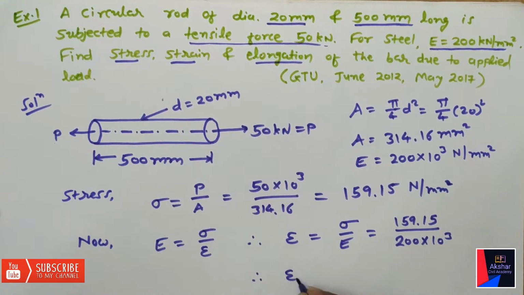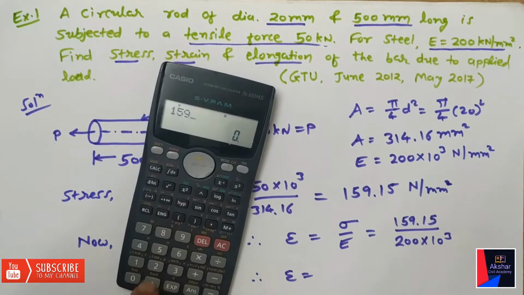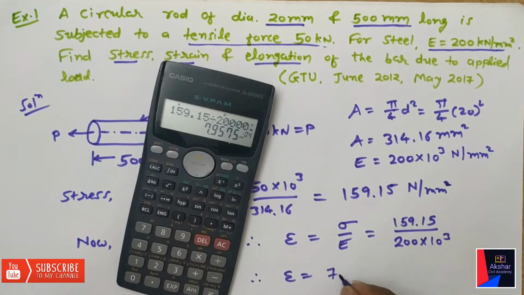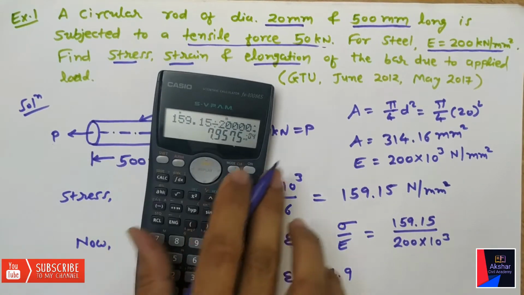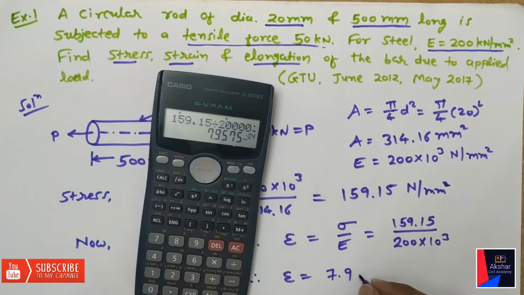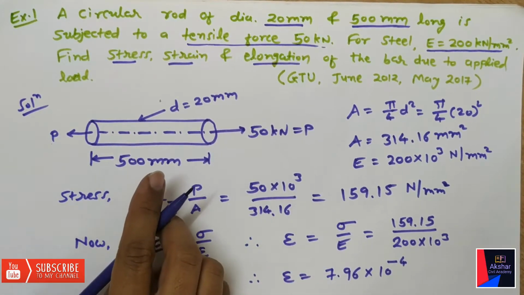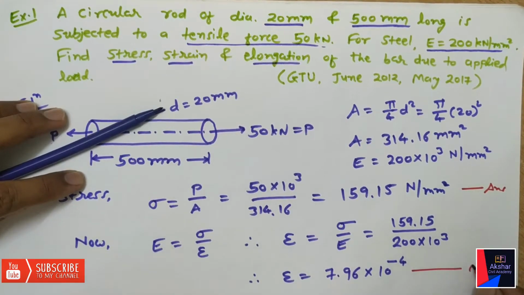Hence we can calculate strain epsilon. Strain will be equal to 159.15 divided by 200 into 10 raised to 3, which is 7.95. We can write it as 10 raised to minus 4, so 7.96 multiplied by 10 raised to minus 4. So this is the value of strain. Two values we have found out; this is an answer, and this is also an answer.